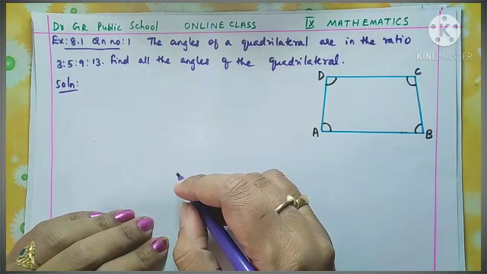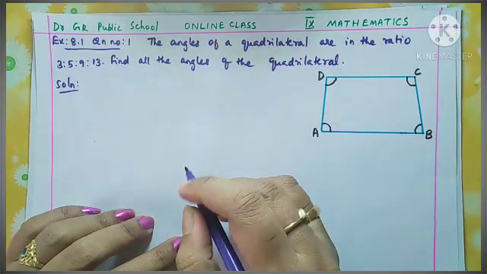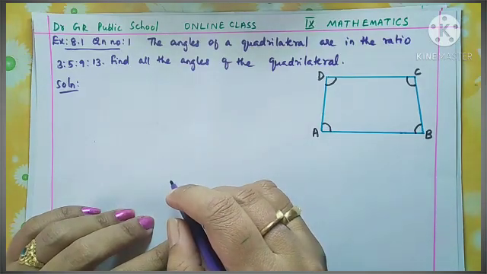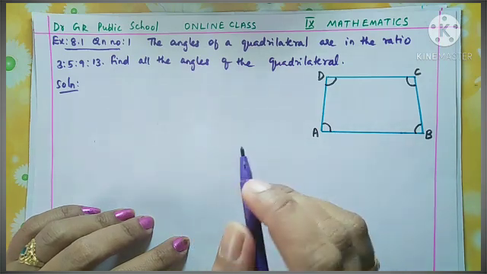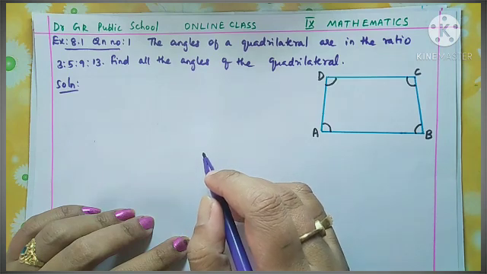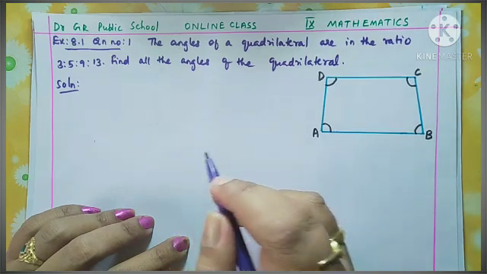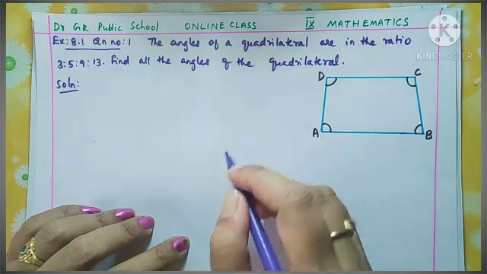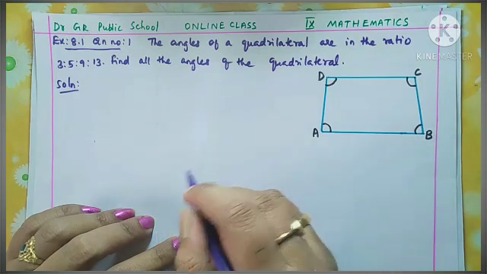Dear students, in the previous class we studied different types of quadrilaterals. What is a quadrilateral? What are the different types of quadrilaterals? The angle sum property of a quadrilateral, and the different properties of parallelogram, square, rectangle, rhombus, kite, everything we discussed in the previous video.